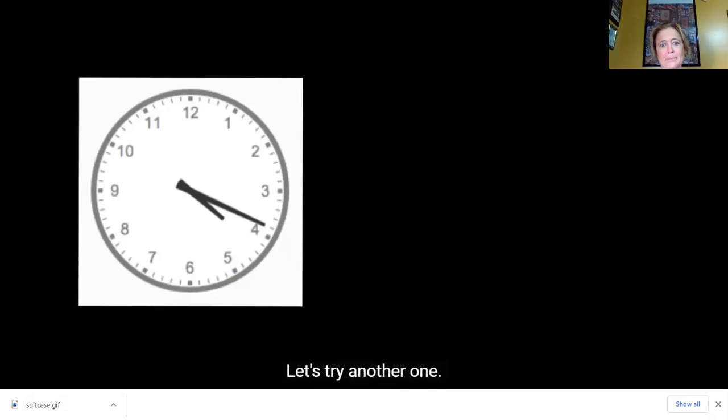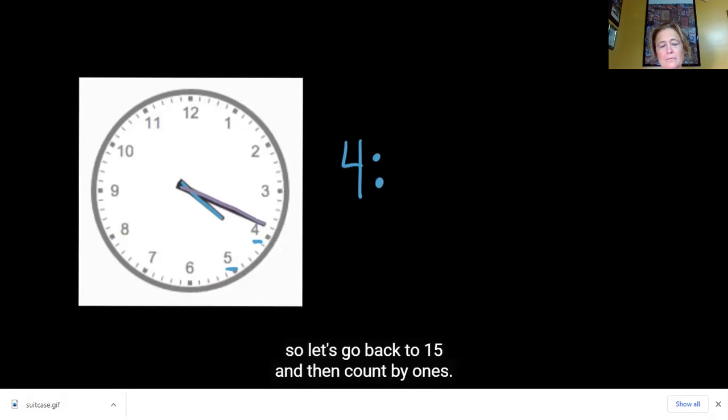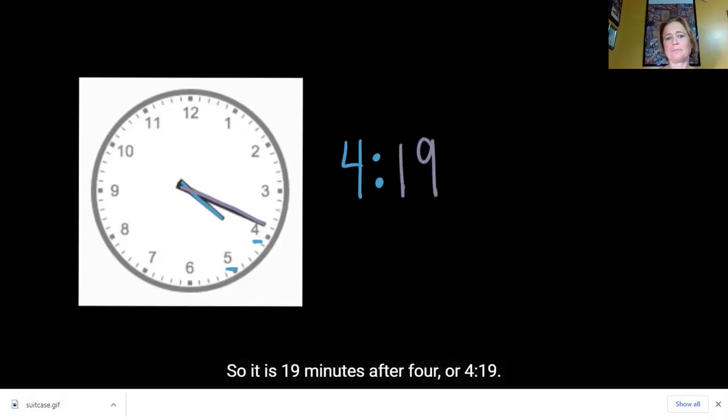Let's try another one. The hour hand is between the 4 and the 5, which means it's after 4 o'clock. It's some amount of minutes after 4, but it is not yet 5. And now let's look at our minute hand. The longer hand represents minutes. So the minute hand started at the top and it's gone 5, 10, 15, not quite to 20. So let's go back to 15 and then count by ones, 16, 17, 18, 19. Our minute hand lines up to 19. So it is 19 minutes after 4, or 4:19.